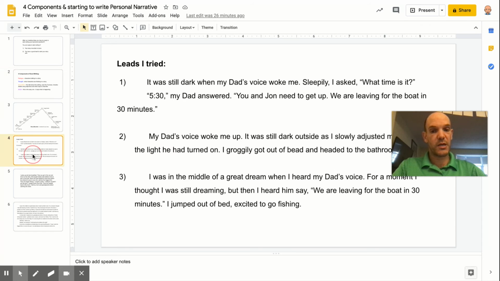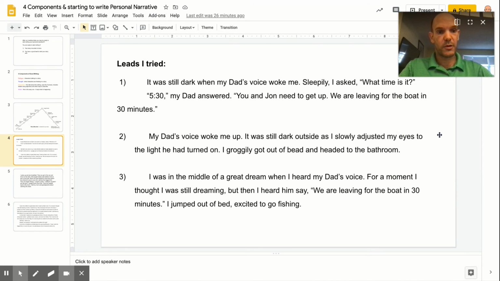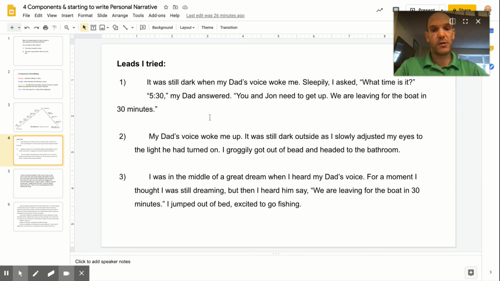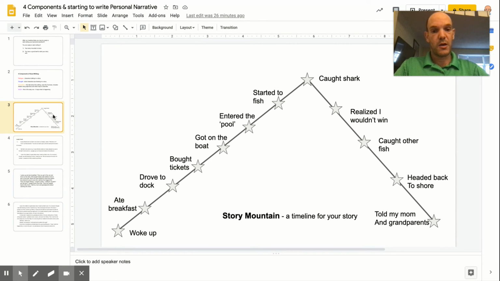Now, in terms of the leads, here are three examples. I'll try to move my picture up out of the way. Here are three examples of my story, which was when I was a kid. I went out fishing on a fishing boat with my father and brother, and we caught a shark. Or actually, I caught a shark. So that was kind of like the big event in the story. And we're thinking of the lead, just the very beginning, and trying to make it interesting.